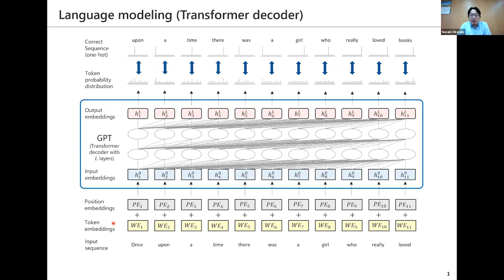Although our studies to be presented later use the encoder decoder of transformer, I will use transformer decoder in this slide for simplicity. The task of language models is to predict the next word given a context. For example, this model predicts the next word upon based on the context once. And this model predicts the word there based on the context once upon a time. We represent a context with a sequence of token embeddings, and then we feed these token embeddings to the model, and then compute the probability distribution of the next word. And when training this model, we update the parameters inside the model so that the probability distributions are close to the empirical distributions or supervision signal of tokens.